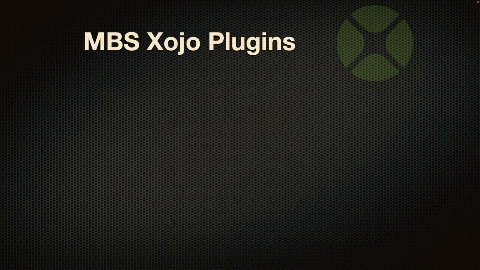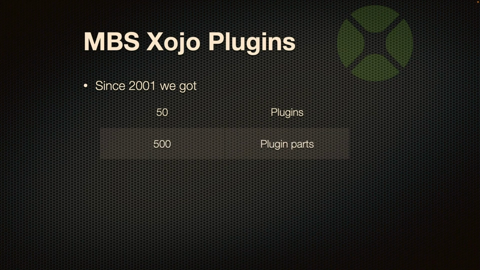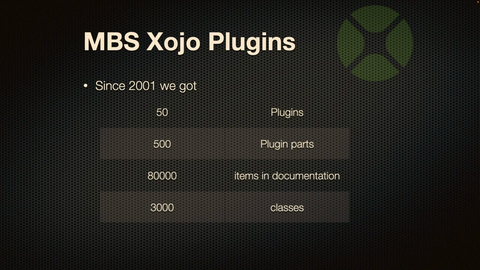We currently have about 48 plugins in our complete package, or about 50 plugins in total. We got around 500 plugin parts, so every plugin is composed of several smaller parts. We have about 80,000 items in the documentation, including 3,000 classes and over 2,000 example projects.